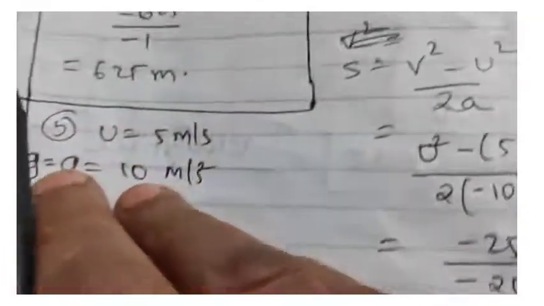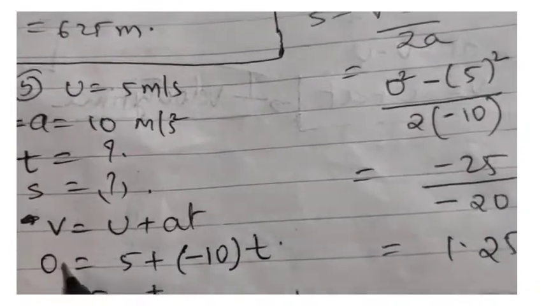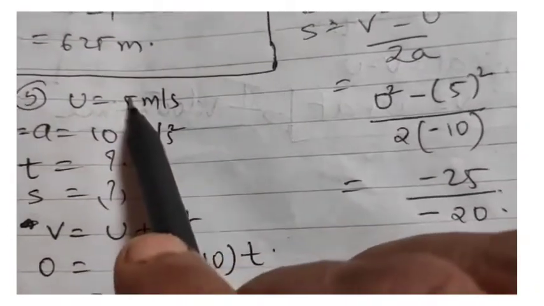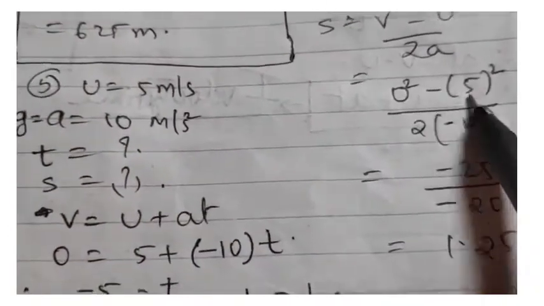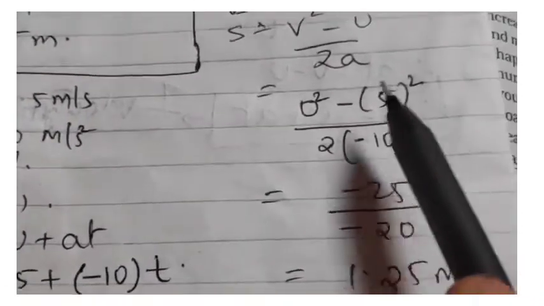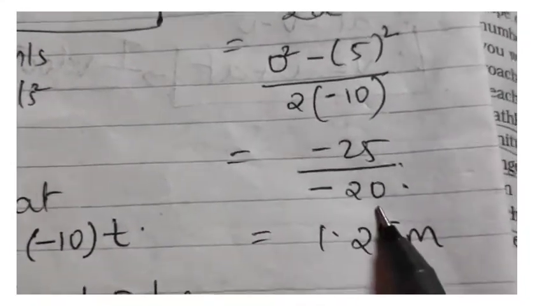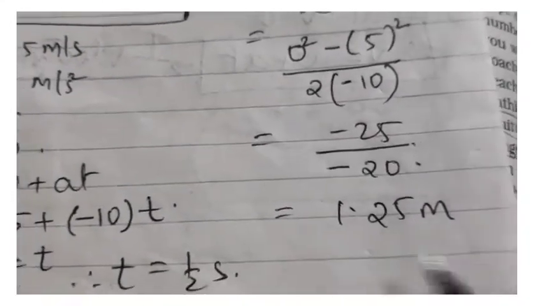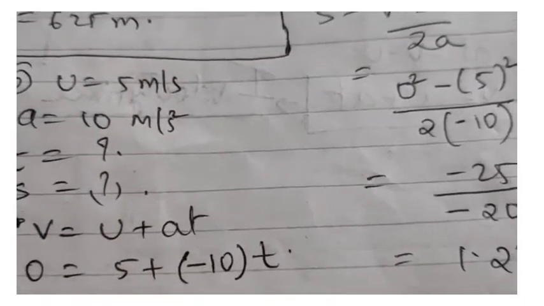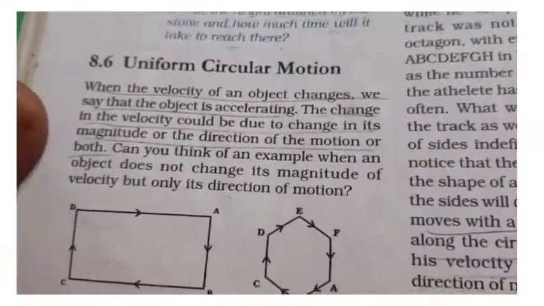That is the timing. And now the distance. S is equal to V square minus U square upon 2A. Your V value is 0. U value is 5. So 0 square minus 5 square, upon 2 into what is the acceleration upwards? -10. So -5 square is -25, upon -10 into 2 will be -20. That will come to 1.25 meter. Clear so far?